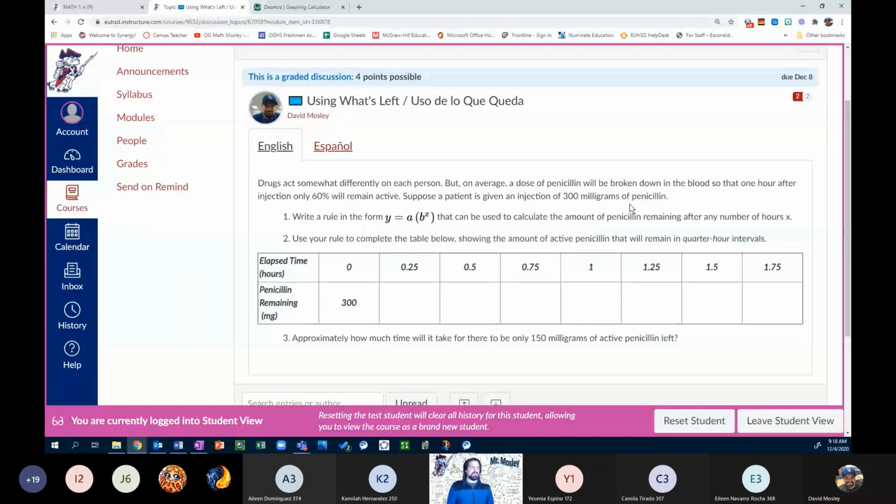We're looking at penicillin. On average, this penicillin will be broken down in the blood so that in 1 hour after injection, only 60% will remain active. This patient is given an injection of 300 milligrams of penicillin. You need to write the rule, I equals A times P to the X, and use the rule to complete the table. And then answer approximately how much time it will take for there to be only 150 milligrams of active penicillin left. All right, so it's similar to the first example we did.